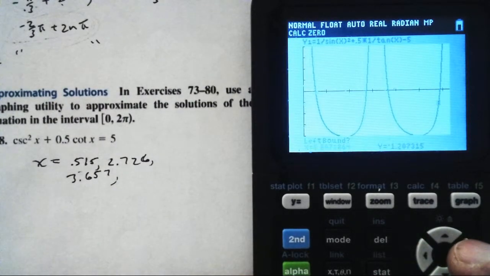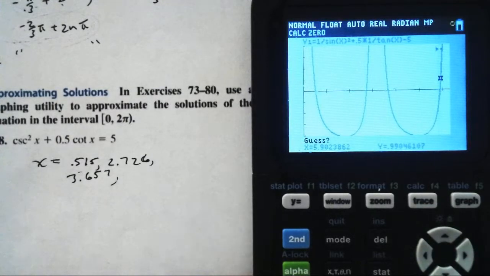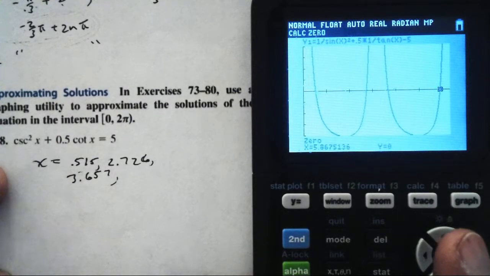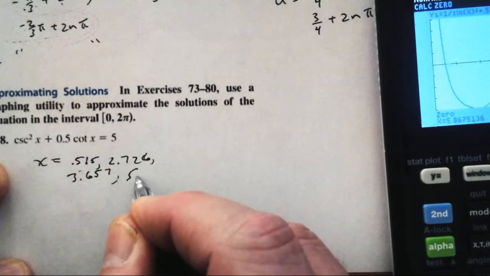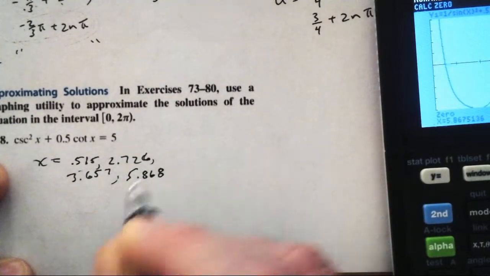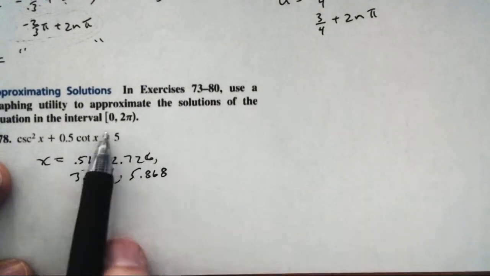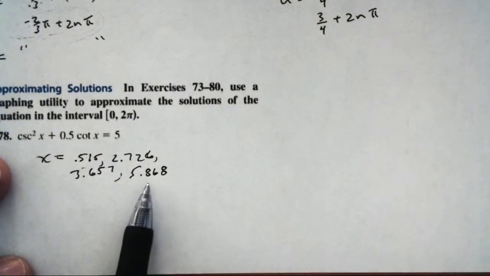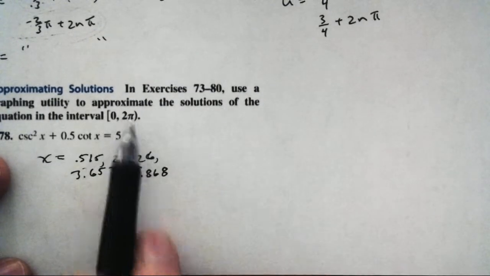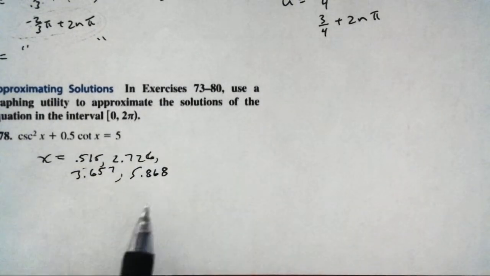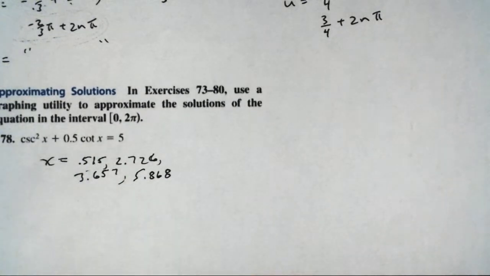I'm to the left, and I'm to the right, and we get 5.868. So strictly by calculator, we're all between 0 and 2 pi. I set my calculator 2 pi, and that's 6.28, so that's definitely beyond. We're definitely within that domain of possible solutions for x, or range of solutions if you like.